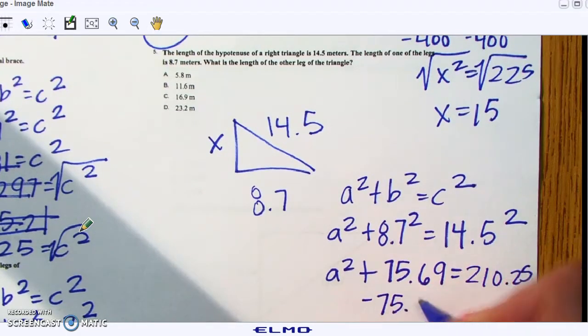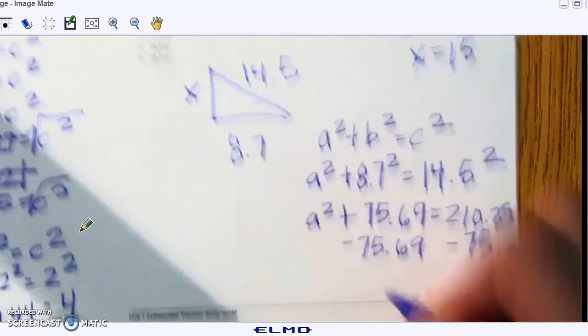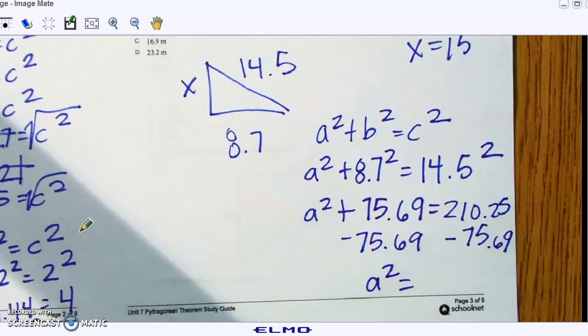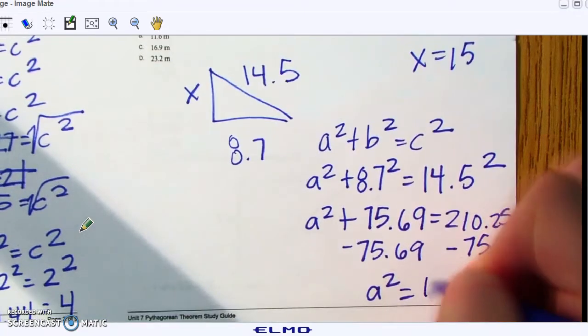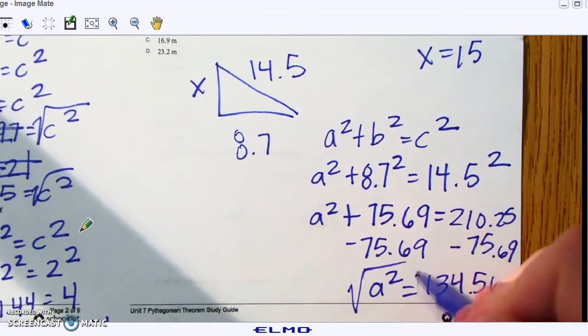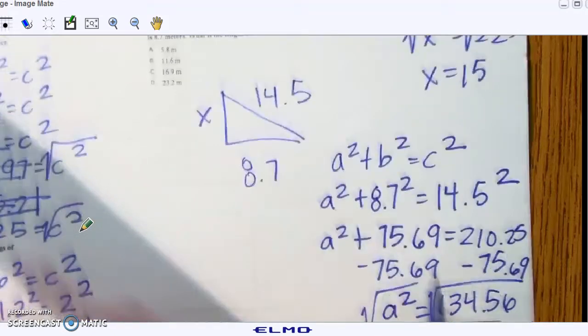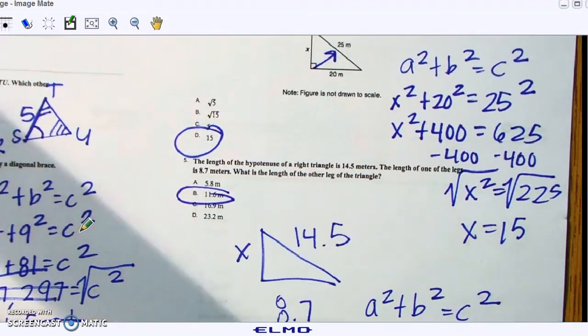Subtract 75. A squared is equal to 134.56. Square root of both sides. And I get 11.6.